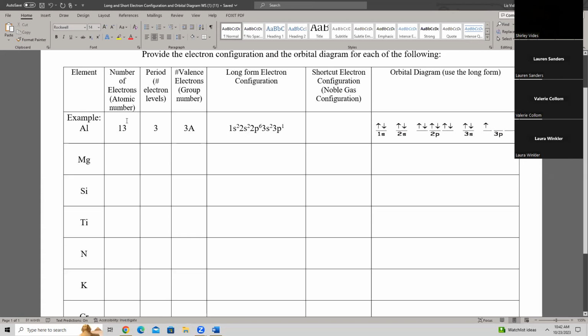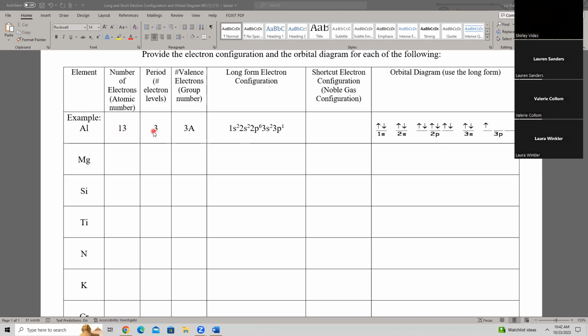Okay, so why do we do this? We need to know the number of electrons so that we can actually confirm it. How do we confirm? Add every single one of the superscripts on the electron configuration. So basically what we're doing is adding 2 plus 2 plus 6 is 10, plus 3 more is 13. And look, this is how many electrons we had.